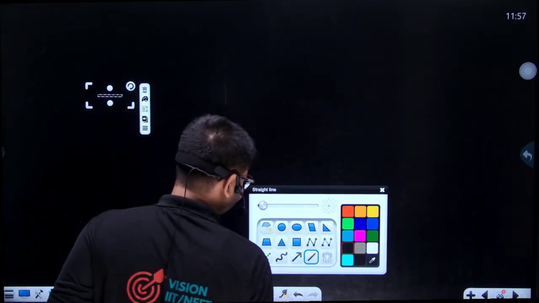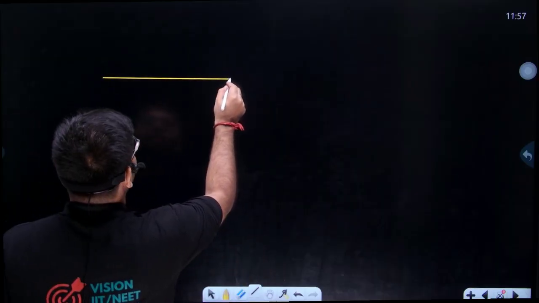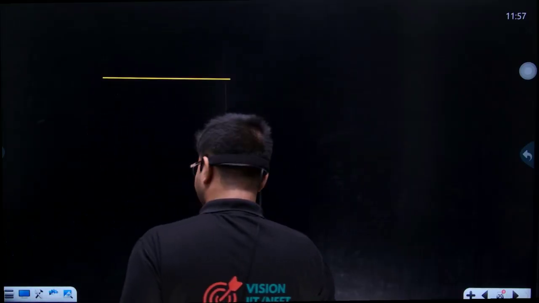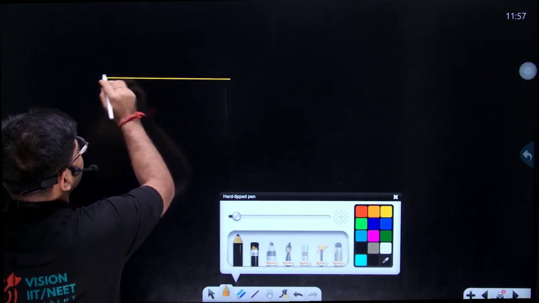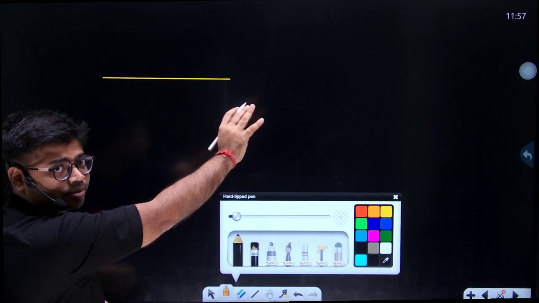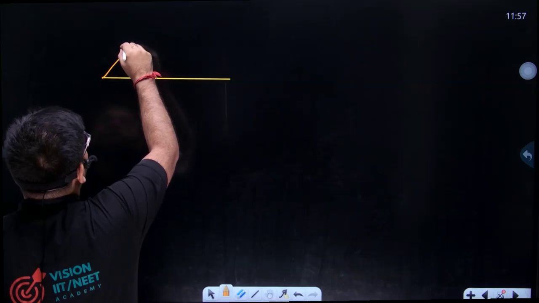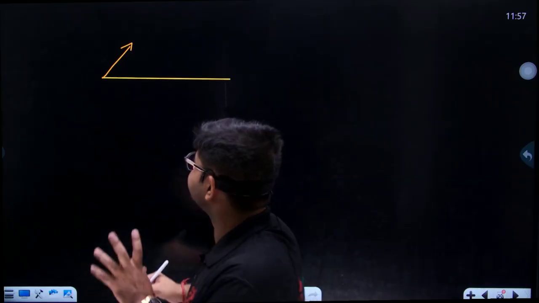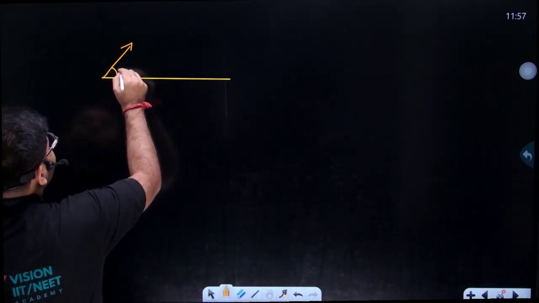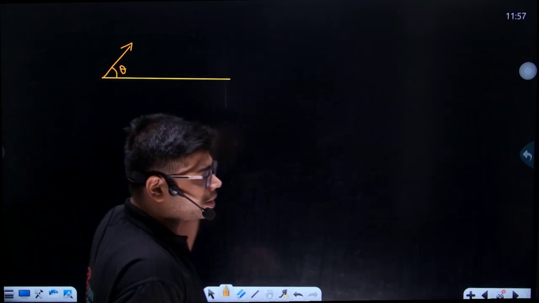Say for example, first and foremost we will take a simple case, something like this, okay? This is the case I am taking. This is the ground level or the horizontal, right? From here I am throwing an object like this, which is making an initial angle of theta with the ground. So I said this is the ground, right?